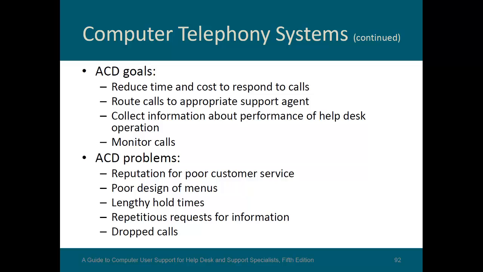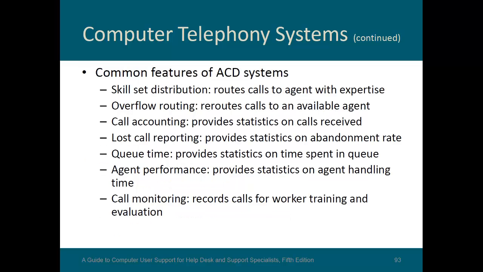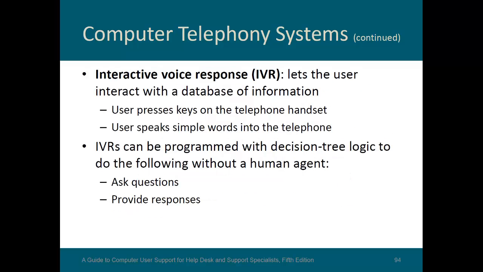Some of the problems: the reputation for poor customer service, poor design of menus, lengthy hold times, repetitious requests for information, and dropped calls. So all those things are caused by the computer automated system, which is why some people have moved back, such as in our office. We moved back to having an actual person answer the phone. Common features of ACD systems: skill set distribution, routes calls to agent with expertise, overflow routing to available agents, call accounting provides statistics, lost call reporting provides statistics on abandonment rate. So all these different things can really help determine whether or not your system is working as it should.